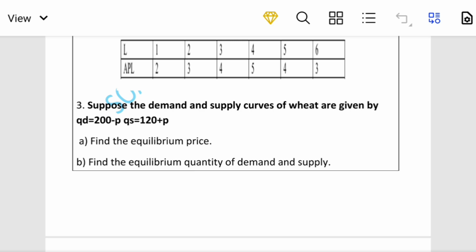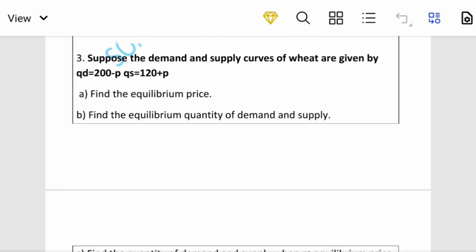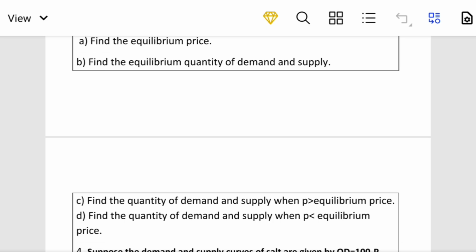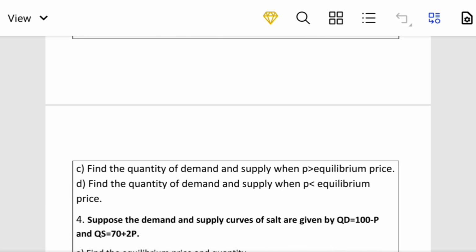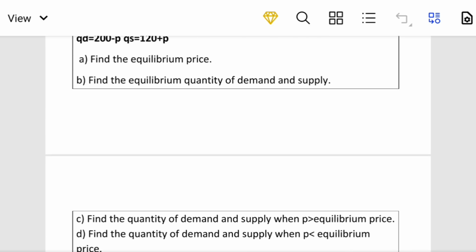The first question they are going to ask: suppose the demand and supply curve of wheat are given by QD equals 200 minus P, QS equals 120 plus P. They ask us to find: A, the equilibrium price. B, the equilibrium quantity of demand and supply. C, the quantity of demand and supply when price is greater than equilibrium price. D, the quantity of demand and supply when price is lesser than equilibrium price. We need to find all these 4 sub questions.